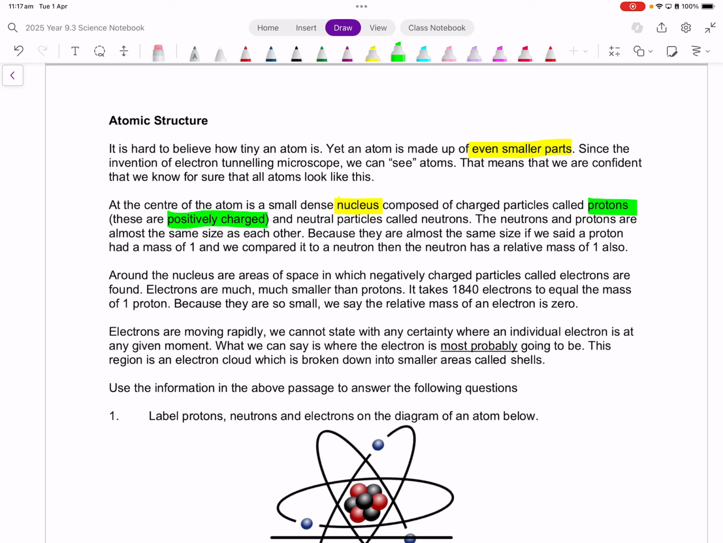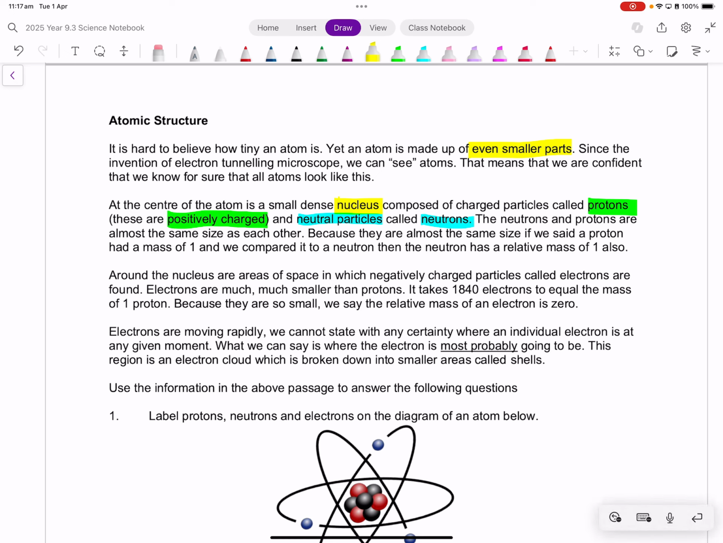The final thing found inside the nucleus are neutrons. And neutrons are neutral particles. Does anyone know what I mean by neutral? Yeah? Yeah, they have an even charge or they have no charge. So neutron, no charge. Now, the neutrons and the protons are almost the same size as one another.